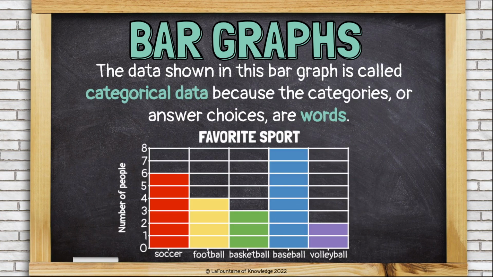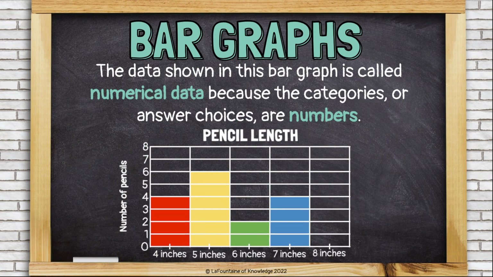The data shown in this bar graph is called categorical data because the categories or answer choices are words: soccer, football, basketball, baseball, volleyball. The data shown in this bar graph is called numerical data because the categories or answer choices are numbers. This graph shows the length of pencils in inches. So the categories are 4 inches, 5 inches, 6 inches, 7 inches, 8 inches. The categories are numbers, so this is called numerical data.